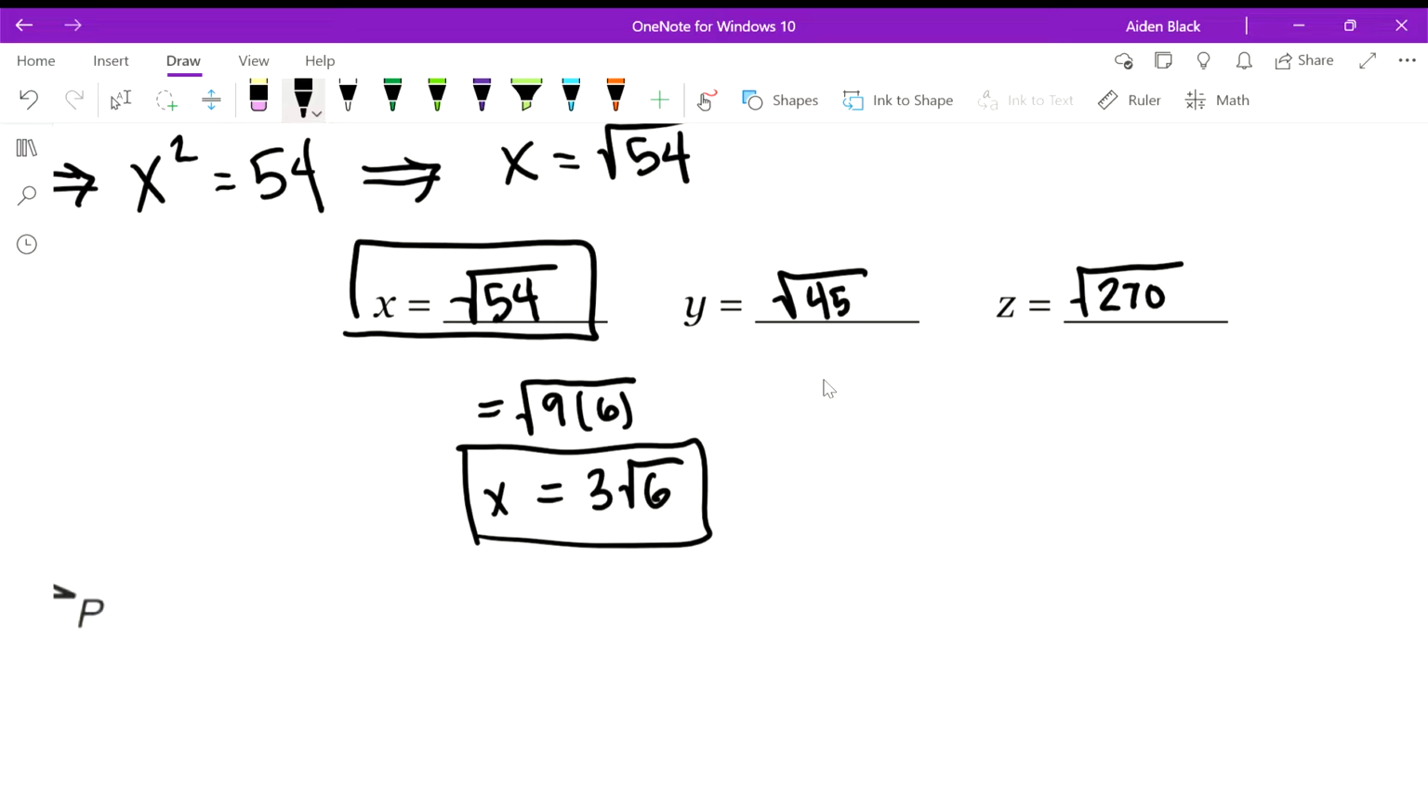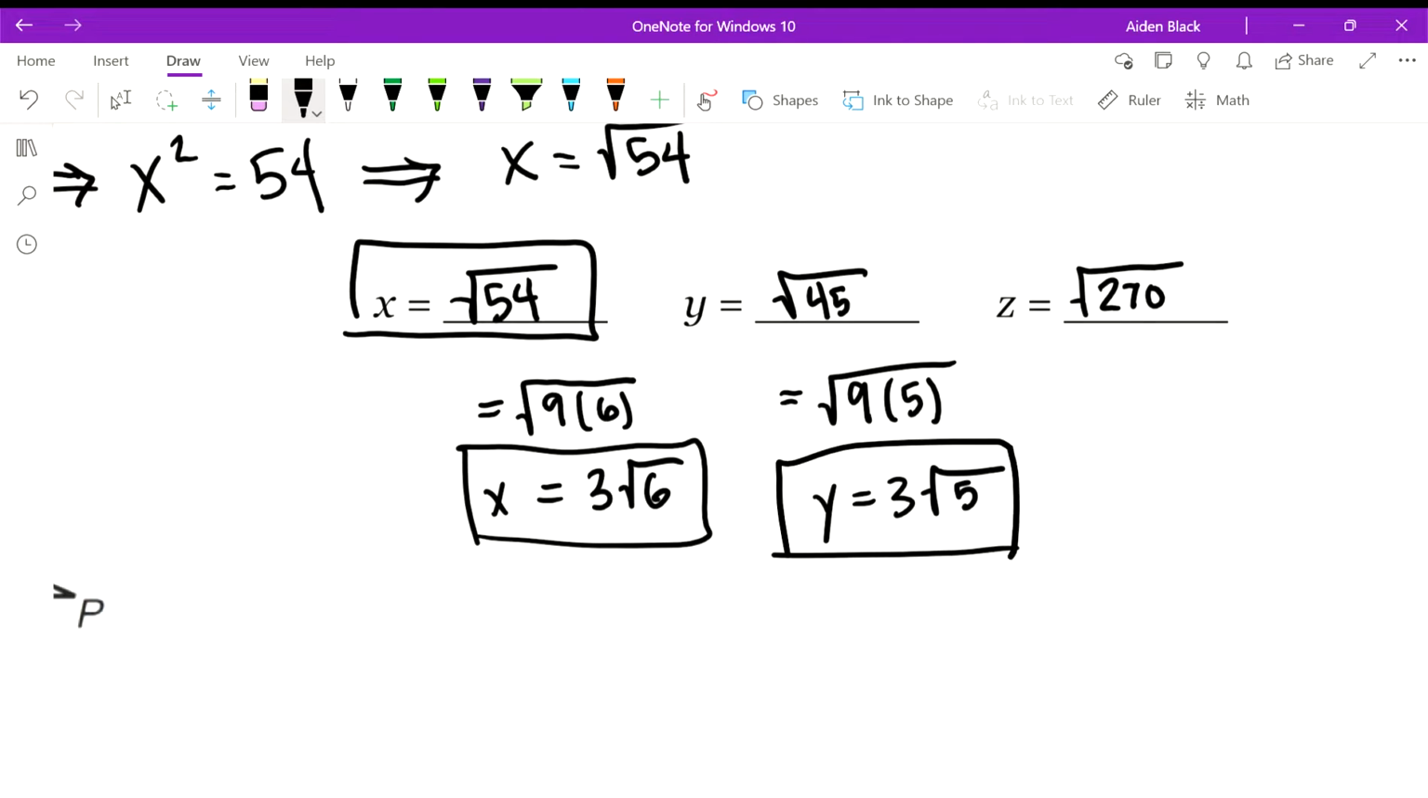Now, square root of 45. Are there any squares in 45? Well, I know 9 times 5 is 45. So I can now take the square root of 9. Can't take the square root of 5. This is my reduced answer.